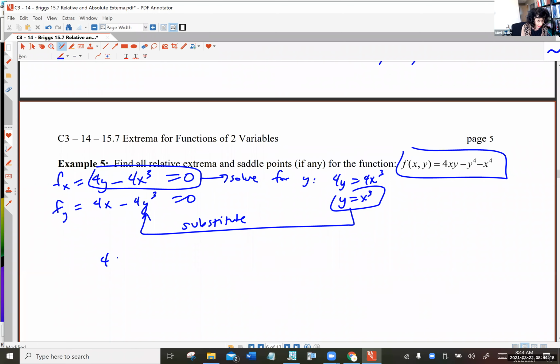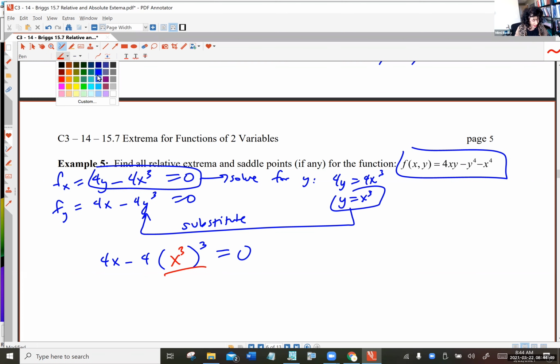So then I'm going to have 4x minus 4 y getting cubed, and be careful here because you have to know your exponent laws. And this is where I see students choke, is they forget a lot of their exponent laws. What is x cubed cubed? I'll give you two choices. Is it x to the 6th or is it x to the 9th? X to the 9th is true. So when you have a power to a power, you got to multiply the exponents. So this is 4x minus 4x to the 9th equals 0.